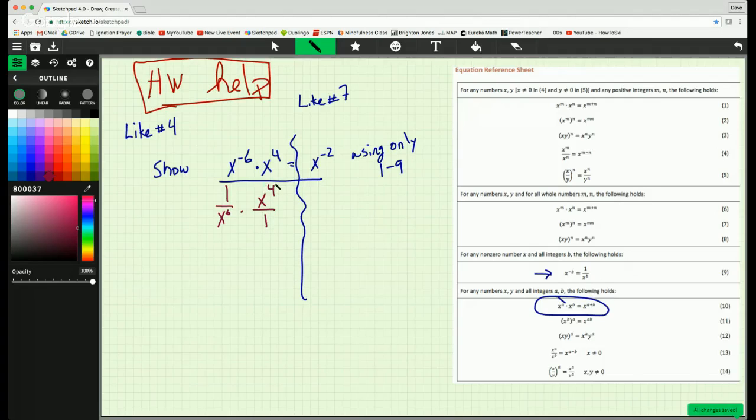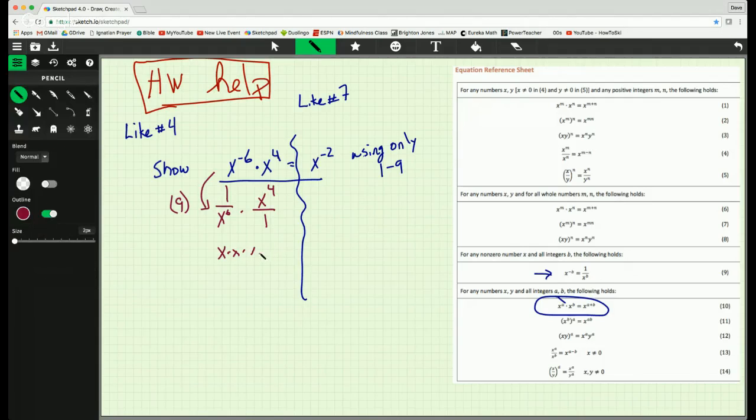And now what did we do here? To go from here to here, we used rule number 9. Number 9 is our trick to make negatives be positive. Now we simply are going to put these things together. We're going to say, well, this is x times x times x times x. Or no, let's do it this way. Let's just do, this is x to the 4th over x to the 6th.